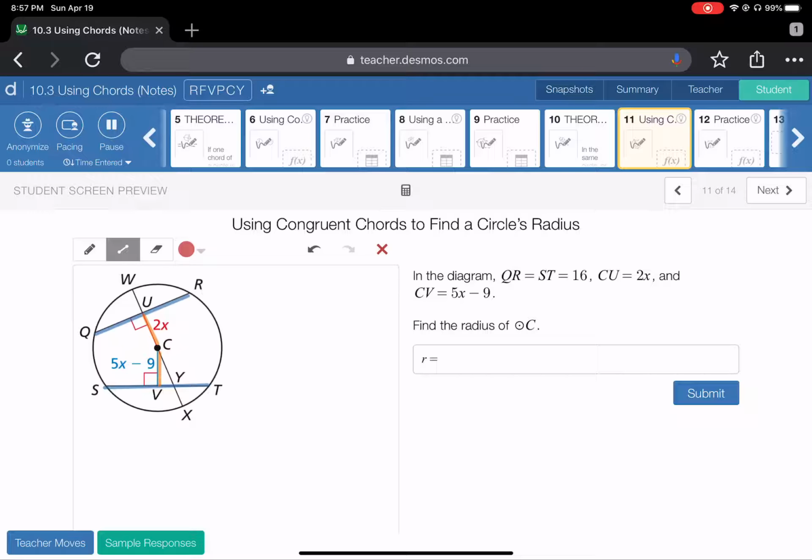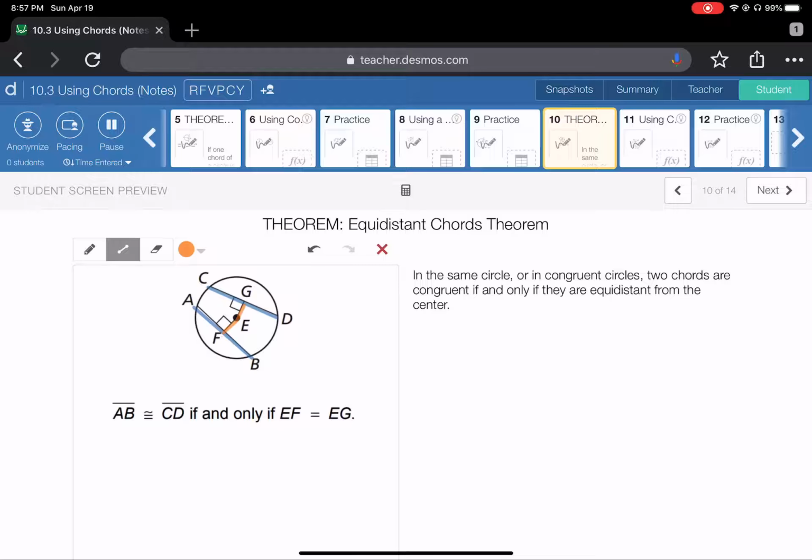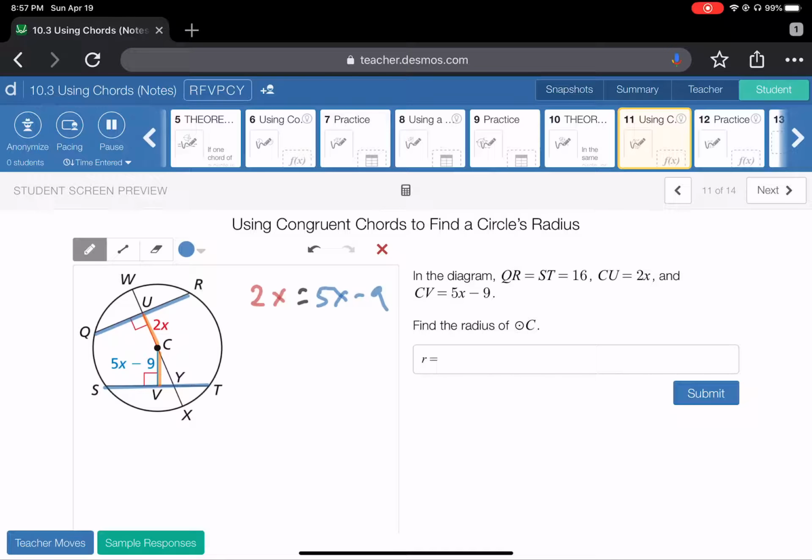So I'm going to set that as an equation so I can figure out what x is. 2x is equal to 5x minus 9 because of the equidistant chords theorem. Now I'm going to solve the equation. I'm going to move the 5x with the 2x. That's going to give me negative 3x is equal to negative 9.